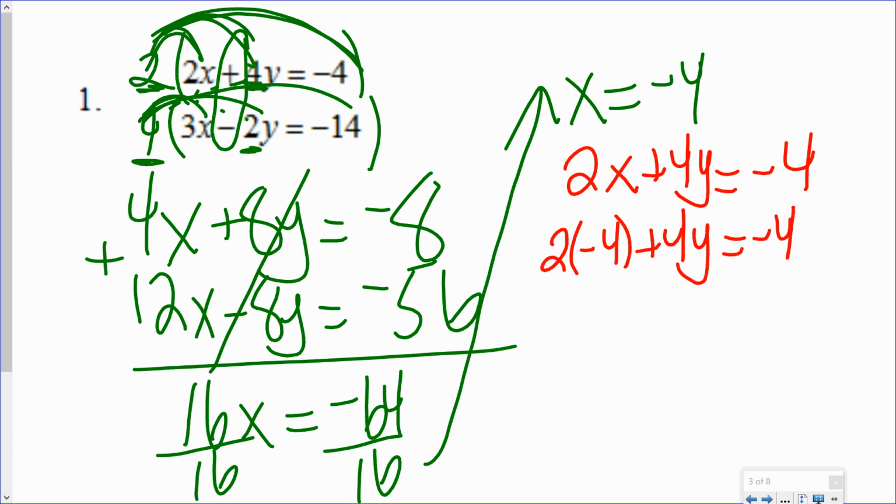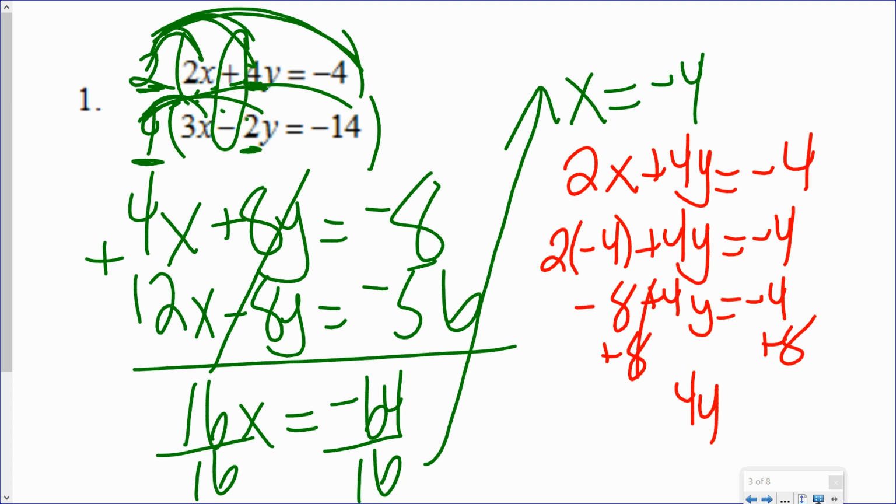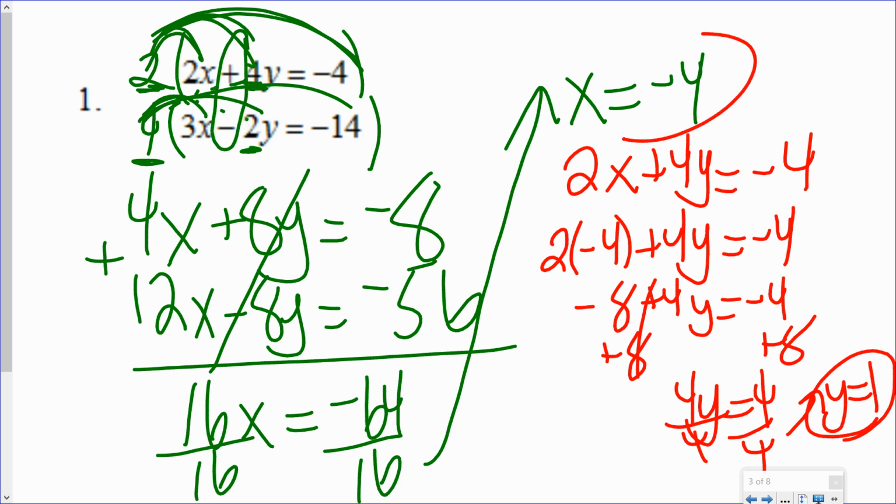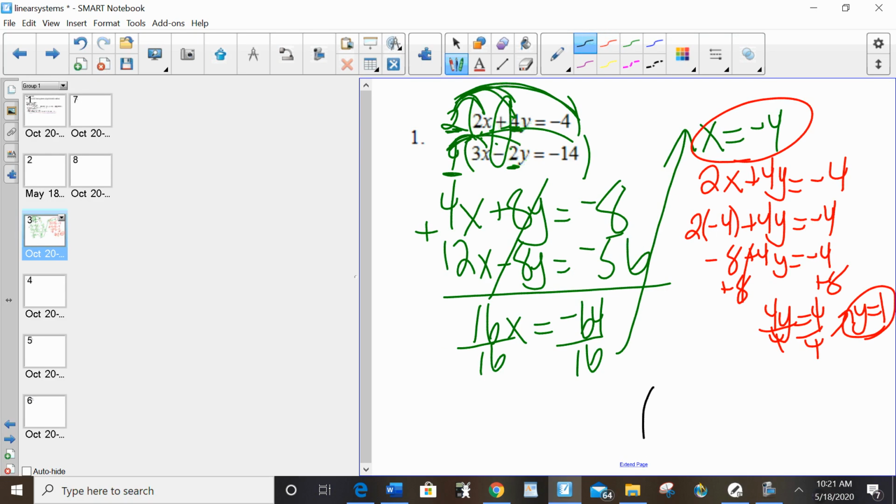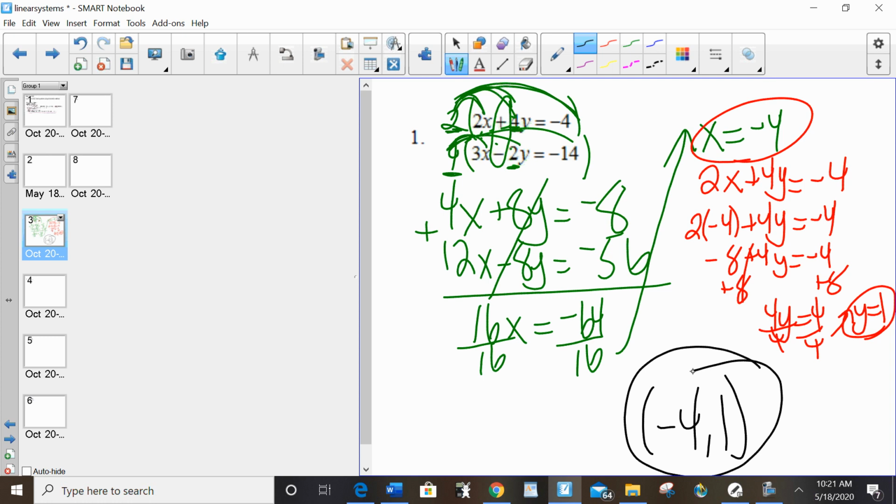And now I'm going to solve this for y using basic algebra. Add 8 to both sides. 4y equals 4. Divide by 4, y equals 1. So x equals negative 4, y equals 1. So my answer is negative 4, comma 1. Is it wrong to just circle x equals negative 4 and y equals 1? No, but a lot of times they'll want your answer as an xy coordinate.